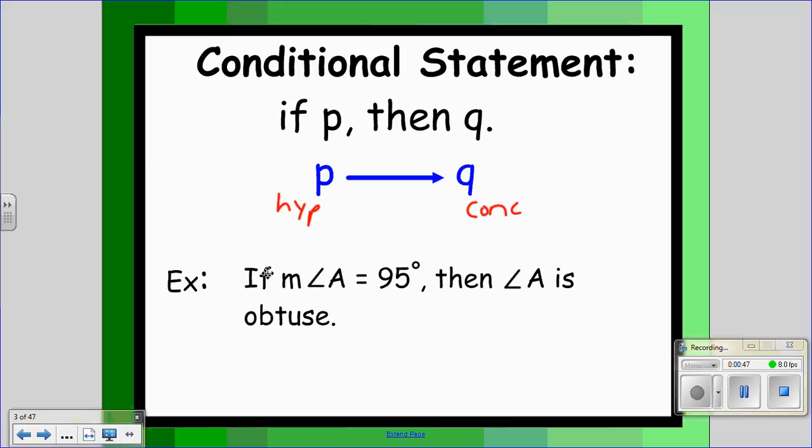So for example, if the measure of angle A is 95 degrees, then angle A is obtuse. So your hypothesis is the measure of angle A is 95. The conclusion is angle A is obtuse. So this hypothesis is P, and the conclusion again is Q.